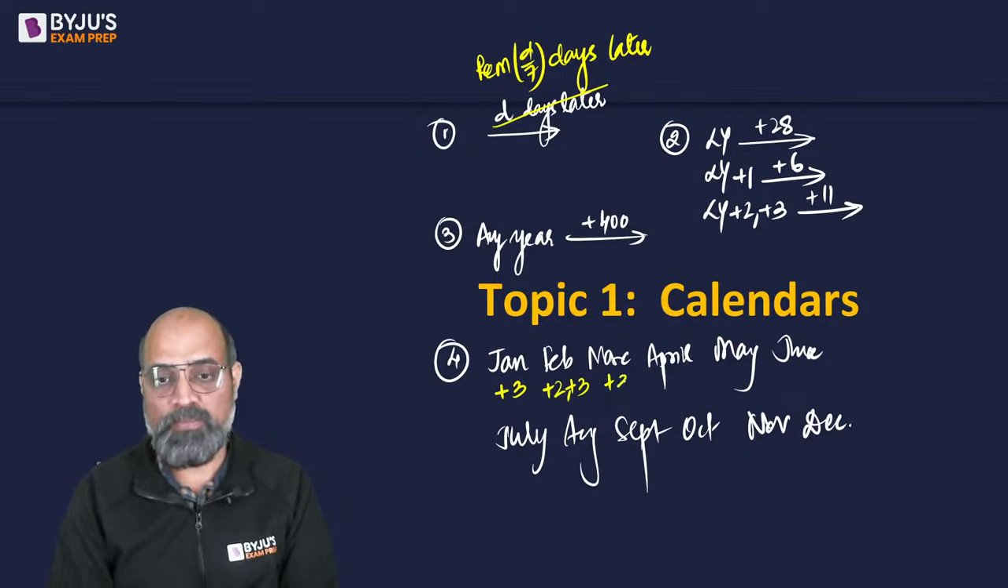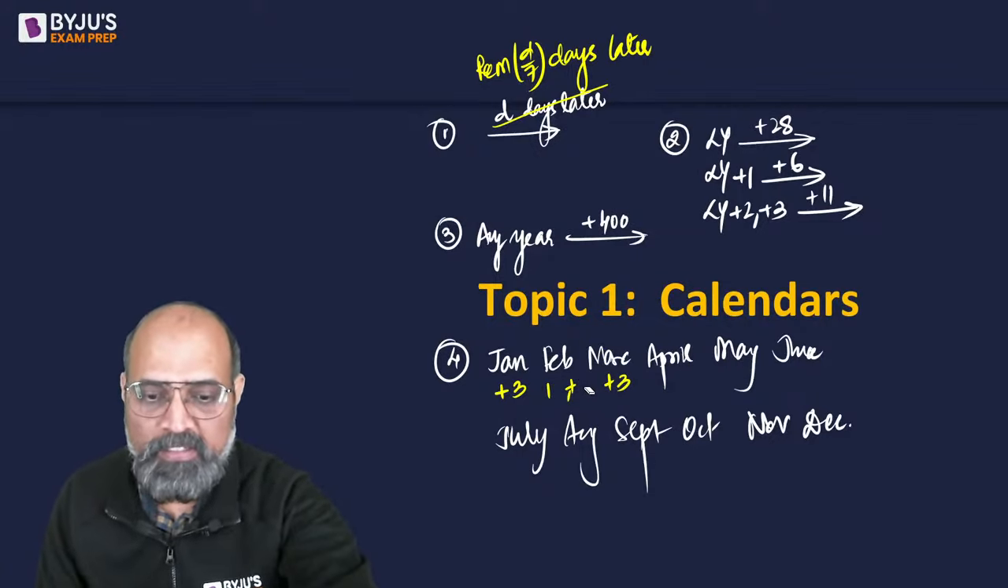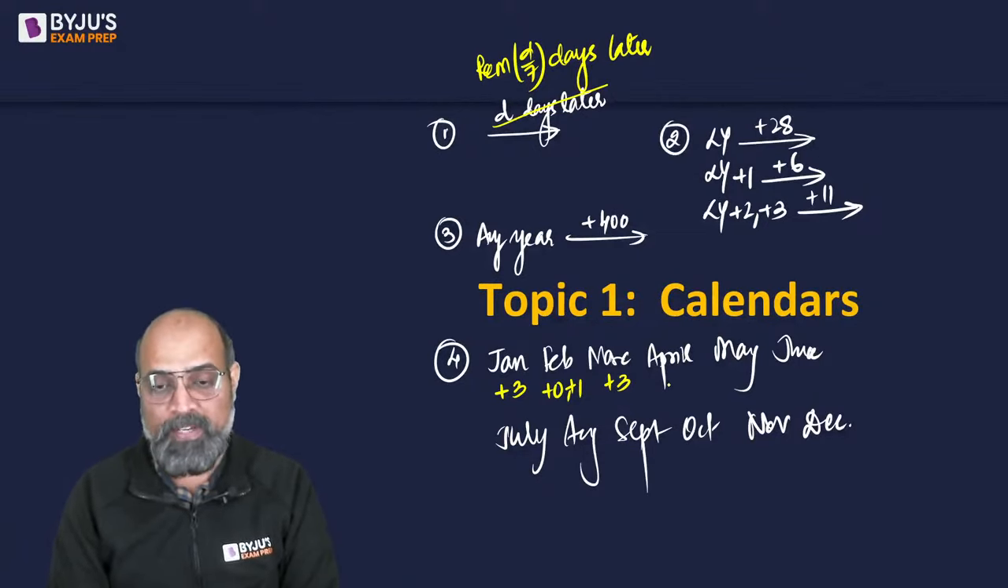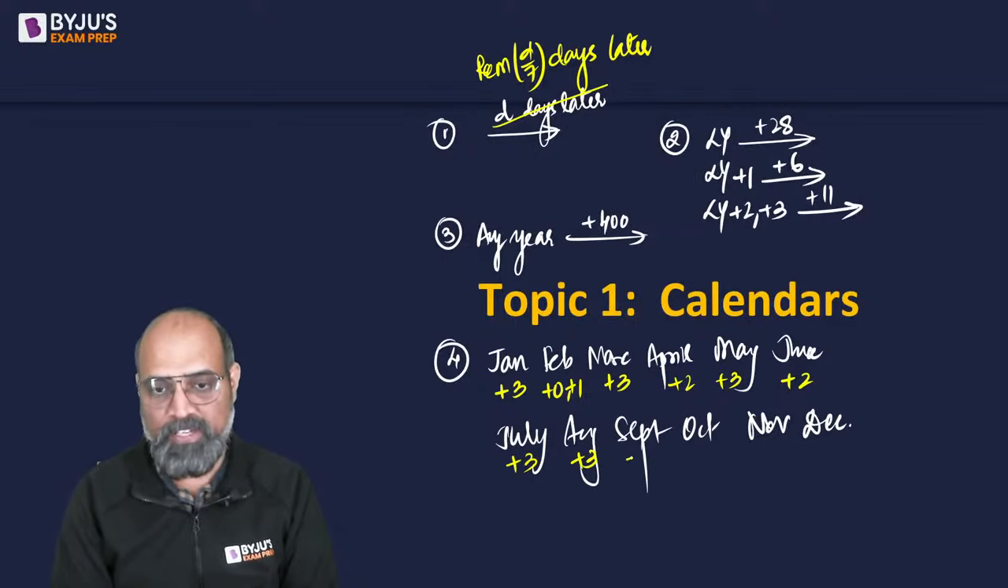For February, it's going to be 0 or 1. For March, it's going to be 3. For April, it's going to be 2. For May, 3. For June, 2. For July, 3. August, again 3. September, 2. October, 3. November, 2. And December, 3.